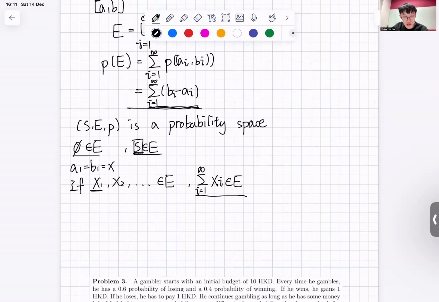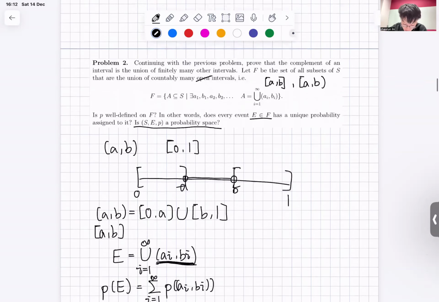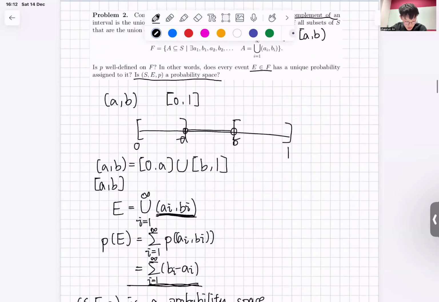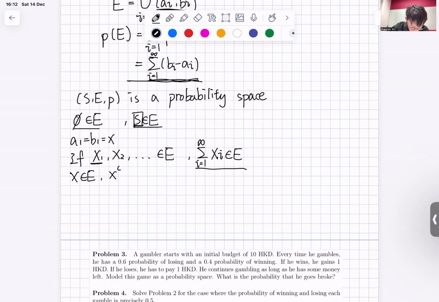And the next one is if X is in the event set, then its complement is also in the event set. This is also trivial, as we have just proven here. The complement of an interval is a union of finitely many other intervals, and every interval is an event, and a union of events is an event. So this is true. So if X is in E, X complement is in E.